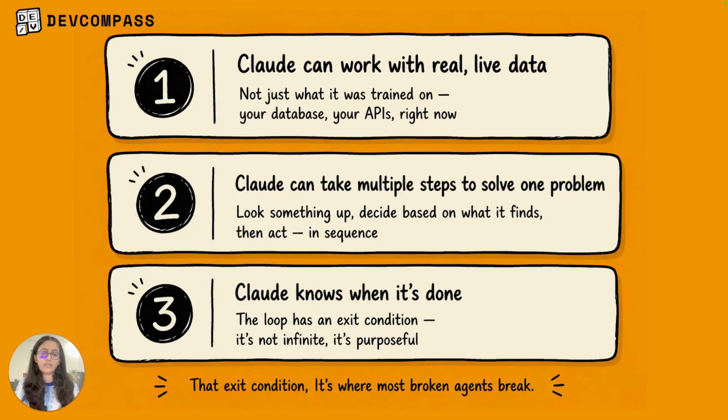And the third one is Claude knows when it's done. This is obvious, but it's actually one of the most important properties of a well-designed agent. The loop will always have an exit condition, because it cannot run forever. It works through the problem step by step, and when it has what it needs to give a complete answer, it stops and responds. So that's it. The exit condition, we're going to look at it very carefully in the next video. It's where most agents break, so you have to hold on to that as well.